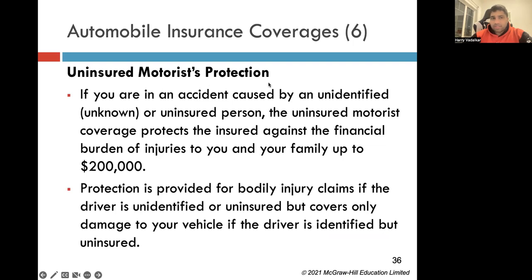Uninsured motorist protection. If you are in an accident caused by an unidentified person, so it's a hit and run case, and you are not able to find the person who did damage to you or your car, then also you are covered. There is a protection provision in your insurance policy. So if something happens to you and the person is not identifiable, then also the insurance company covers you.